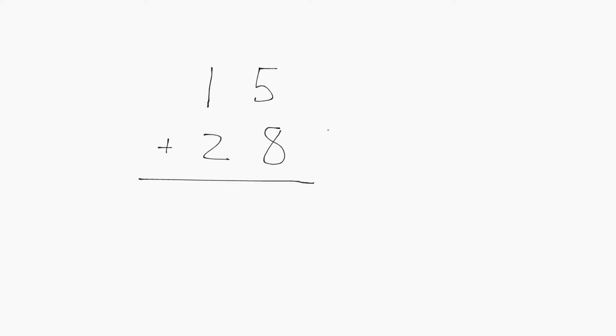For this problem, you're adding two multi-digit numbers, 15 and 28. To add multi-digit numbers, it is the same as single-digit addition with an extra step. You first must add from right to left. The one spot in 15 is 5, and the one spot in 28 is 8. So you add 5 plus 8, and the answer to that is 13.